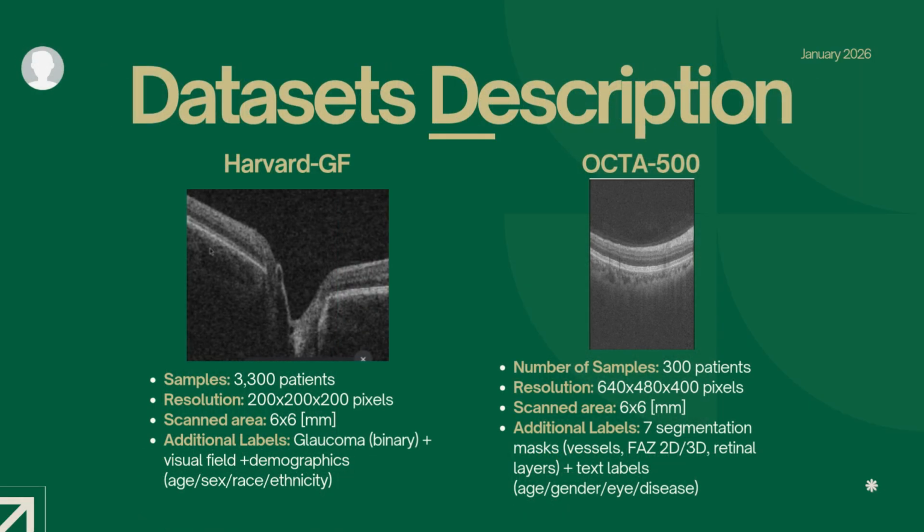After an extensive survey of the available OCT retinal nerve datasets, we narrowed our choices down to the following two. Both datasets scanned the retinal nerve in an area of 6 by 6 millimeters, but Harvard Glaucoma Fairness has over 3,000 scans, while OCTA-500 has only retinal scans for 300 patients. The trade-off is that OCTA-500 offers a much higher scan resolution, as can be seen on the right when comparing with the sample on the left. Furthermore, both datasets offer label data that could be used as site information if it is needed.